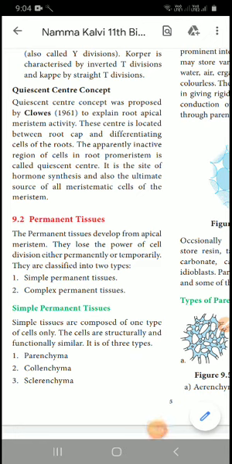Okay. Next, permanent tissue. It is normal, large, living cells it is having.